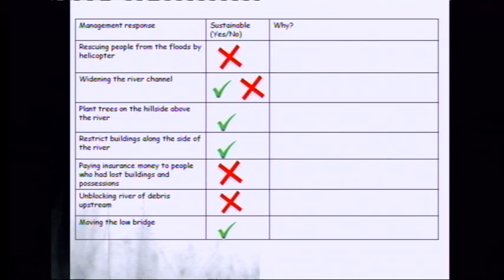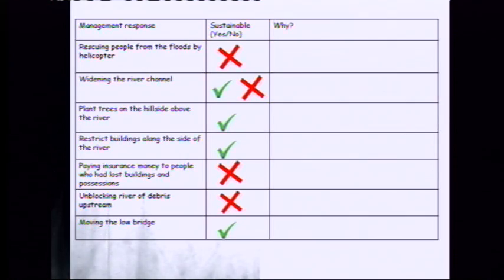Paying insurance money to people who have lost buildings and possessions is not sustainable, is not cost effective, and it can't keep happening in the future. Insurance companies will start to make premiums very high so that they don't have to pay out as much money. Unblocking the river of debris upstream will help, but it will not be sustainable in the long term because it's something that's going to have to be done over and over again.